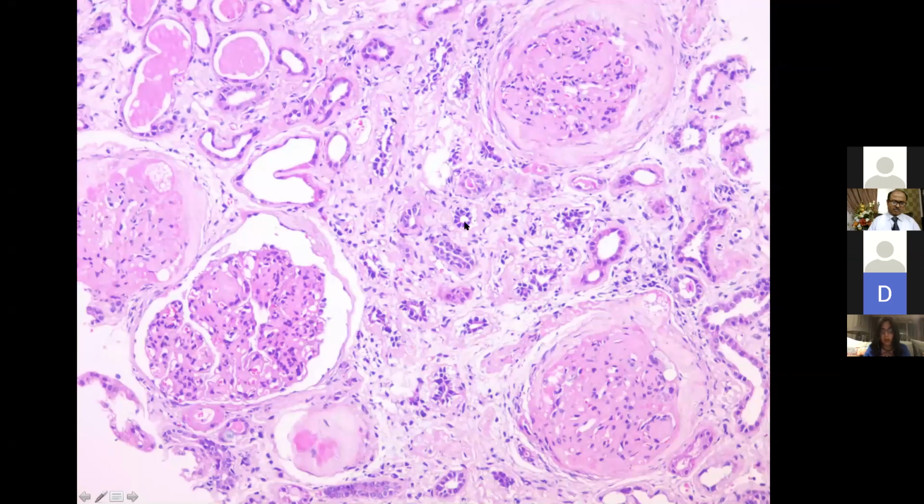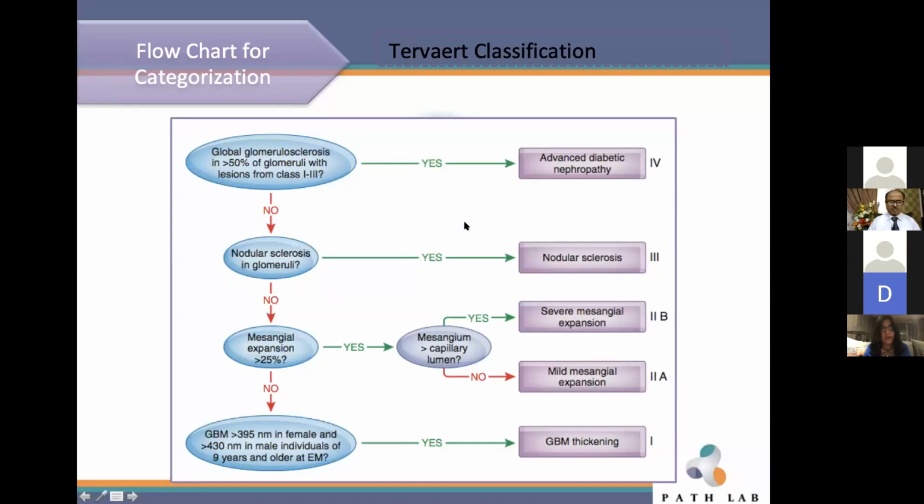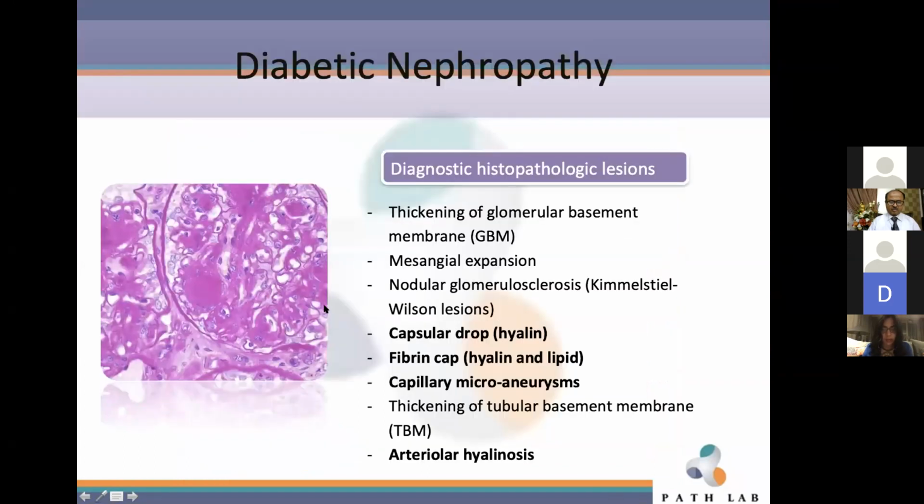So this is the flow chart of categorization. If you use the classification, I don't use it. I don't classify my diabetes biopsies according to this classification. And anyhow, this classification is undergoing revision these days, but I have no idea when we will have a new classification. Now, let me show you.